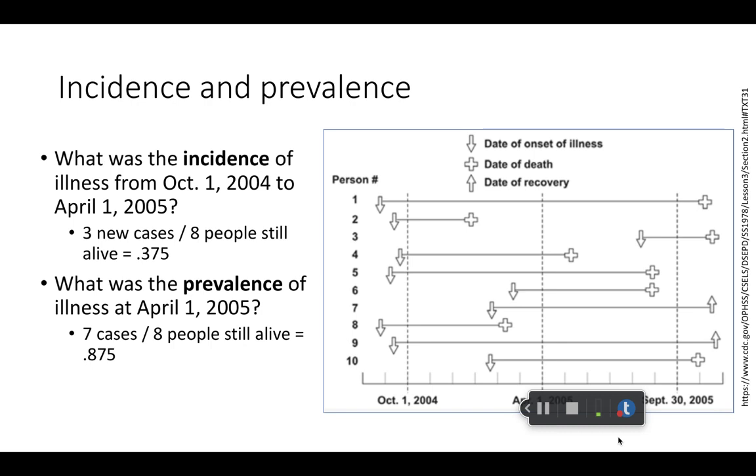What's the prevalence of illness on April 1st, 2005? Well, at that point in time, now I'm looking at the middle dotted vertical line. How many people have illness at that time? 1, 2, 3, 4, 5, 6, 7. And again, we can't count in the population people who've already died, and you see that 2 people have died by that date. So the population is 8 people still alive. So the prevalence of the disease at April 1st, 2005 is 7 out of 8.